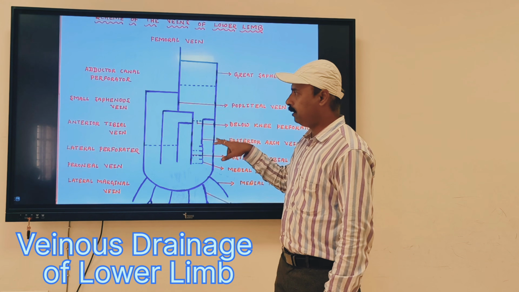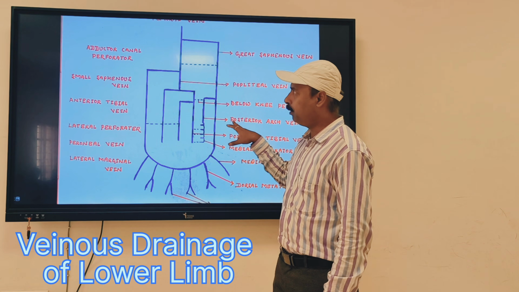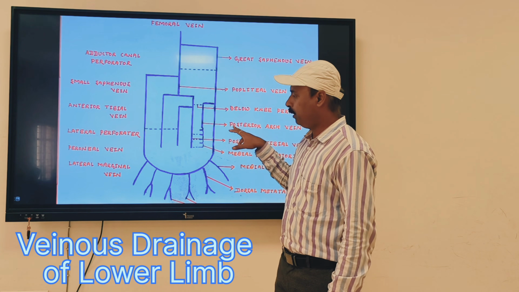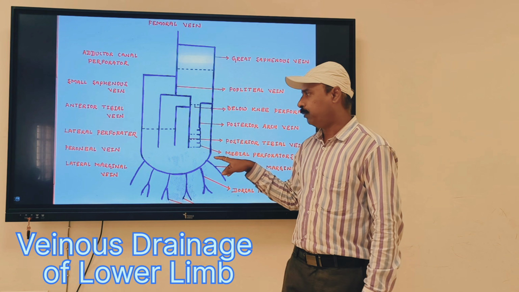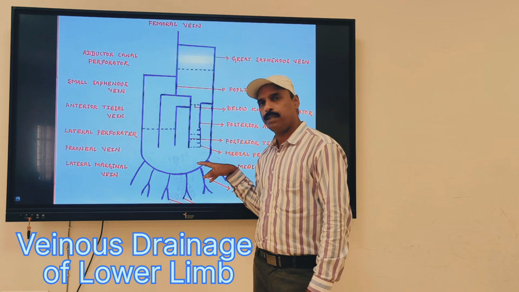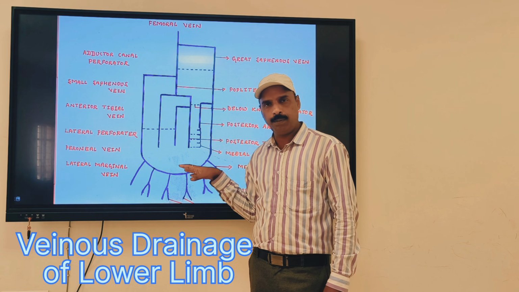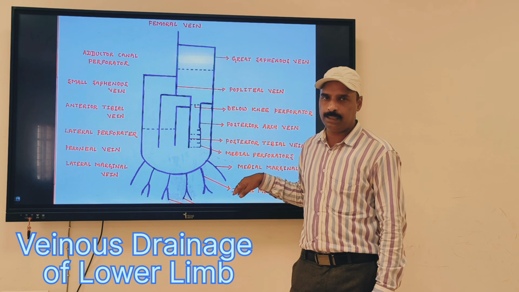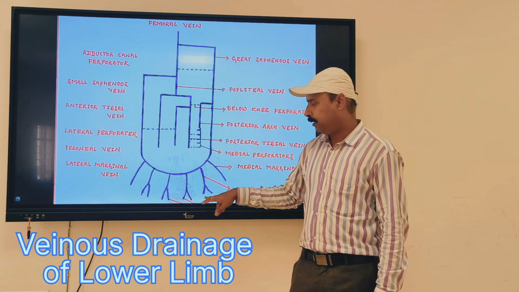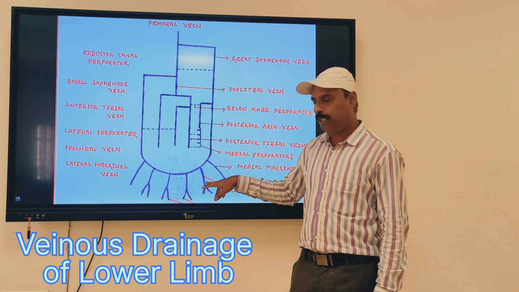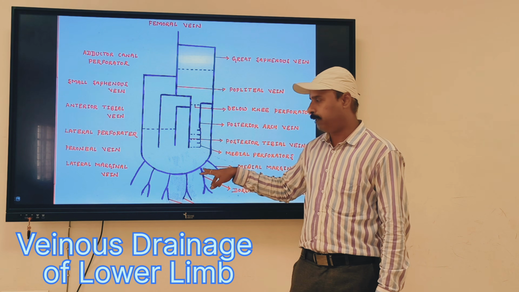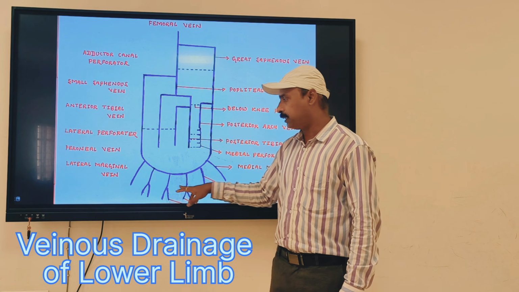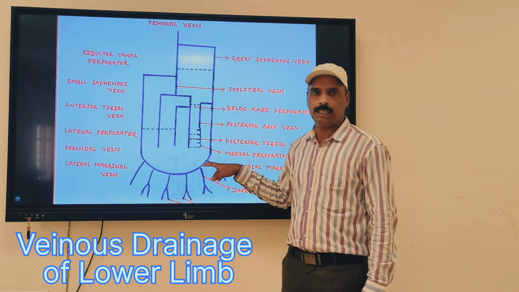So this diagram, the outline of the veins, you have to remember. This dorsal venous arch, which is lying on the dorsum of the foot, is formed by the dorsal metatarsal veins and digital veins. The dorsal digital veins form the dorsal metatarsal veins.